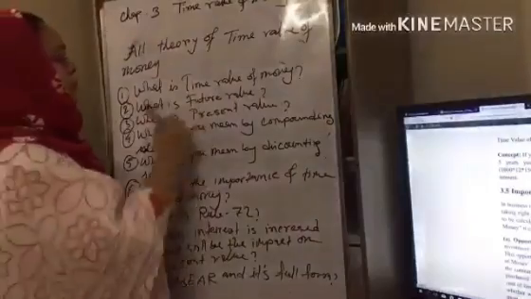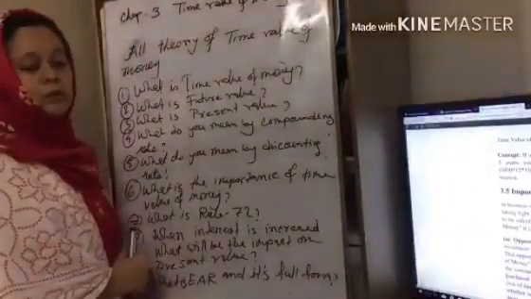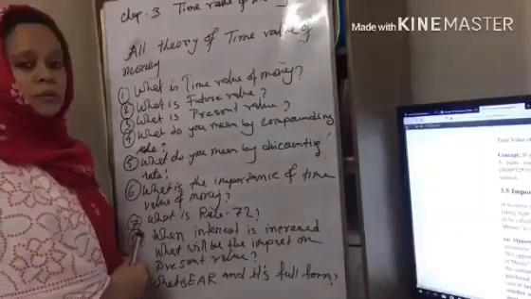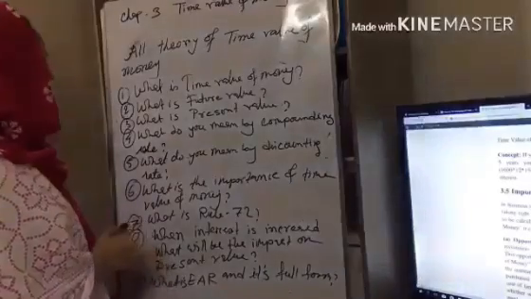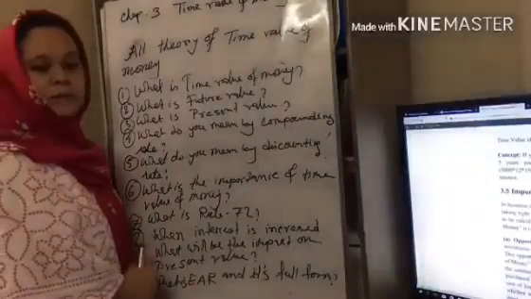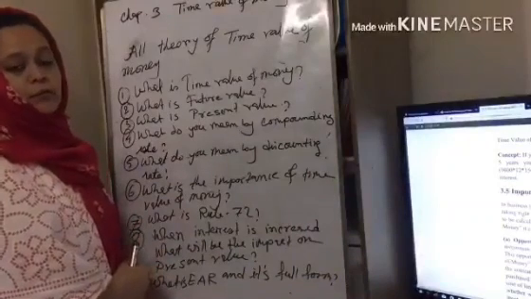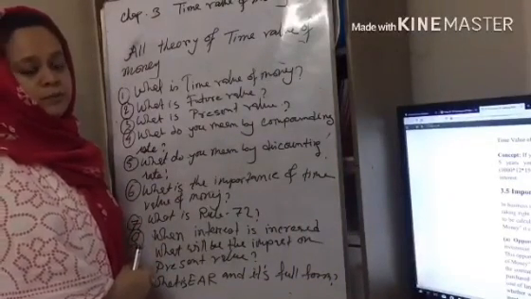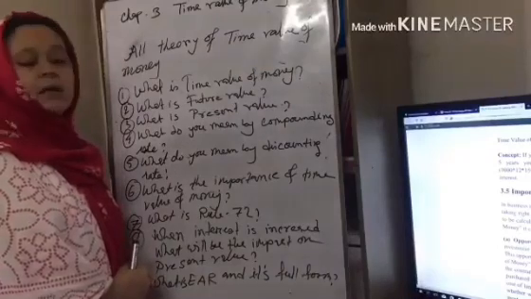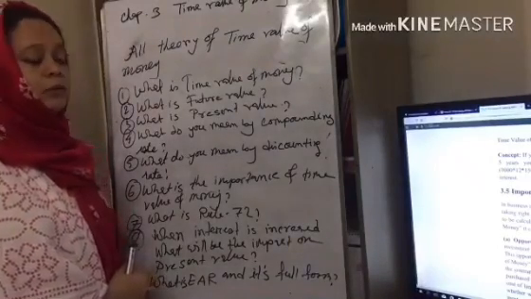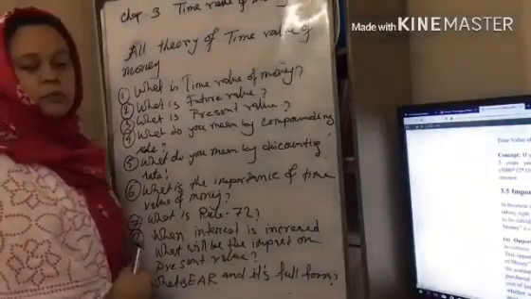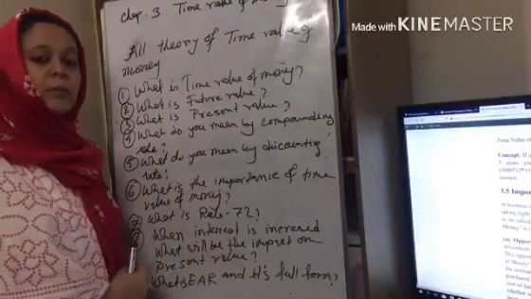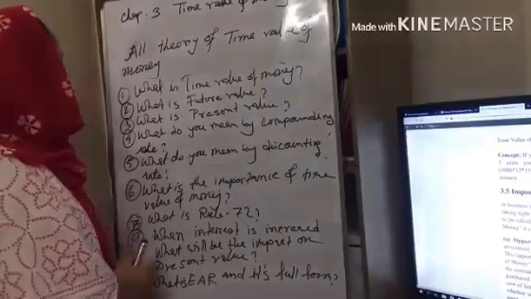What is future value? The value of money that we will get in the future is called future value. Number 3, what is present value? Present value is the amount I have in my hand today. We can find it by different methods, like the discounting method. We can find it by dividing by the interest rate.